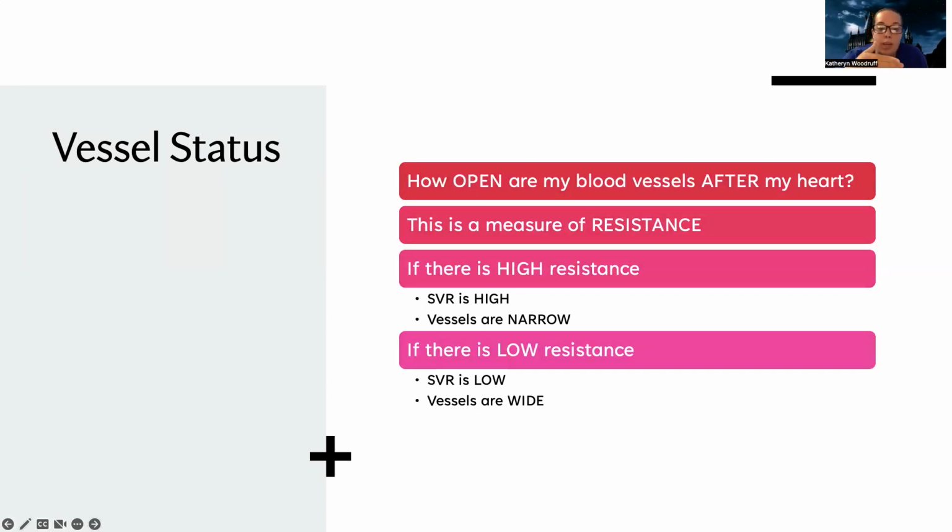So we have fluid can be an issue. We have the muscle of the heart can be an issue, and the blood vessels after the heart can be an issue.